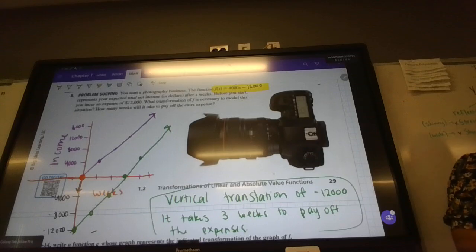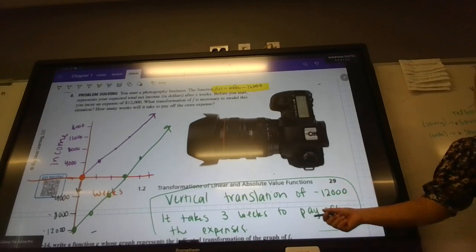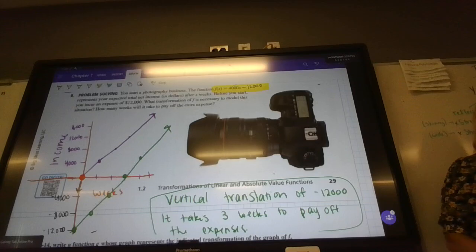I'm going to need a complete sentence answer. I'm going to need a complete sentence answer for word problems on your assignment. It takes 3 weeks to pay off the expense.